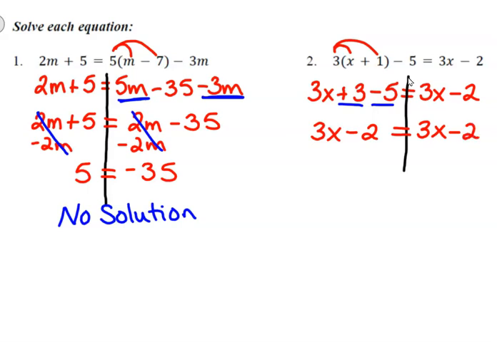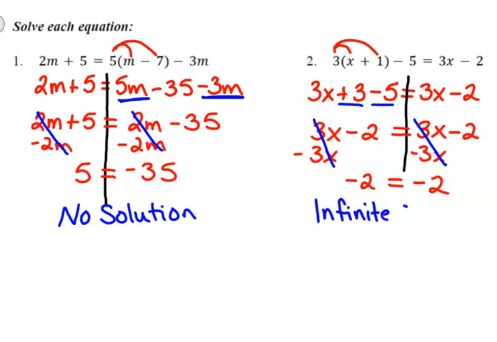So now we take care of the like terms that are on opposite sides. So if it's positive 3x, I need a negative 3x. That means that my 3x minus 3x is gone. Negative 2 equals 3x minus 3x is gone, and I have negative 2. So negative 2 equals negative 2. Those are the same number. This is infinite solutions.